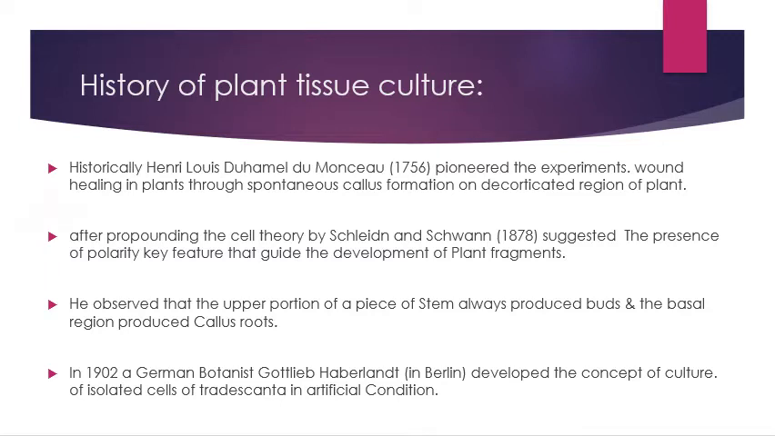He observed that the upper portion of a piece of stem always produced buds and the basal region produced callus and roots. In 1902, a German botanist, Gottlieb Haberlandt in Berlin, developed the concept of culture of isolated cells of Tradescantia in artificial conditions.